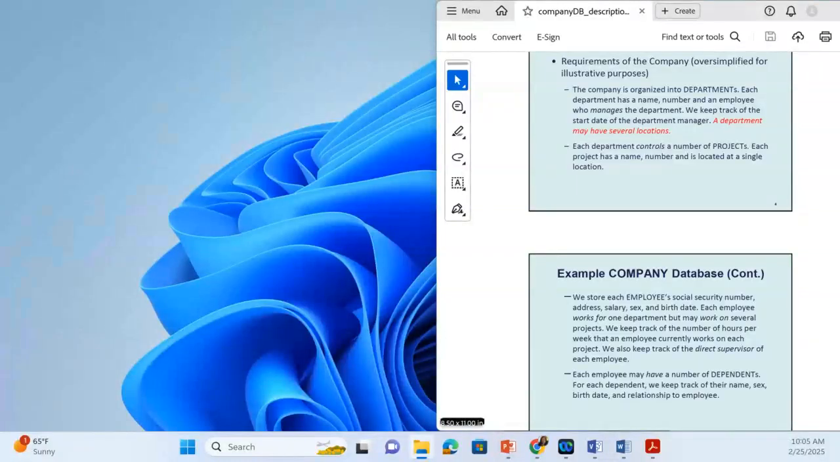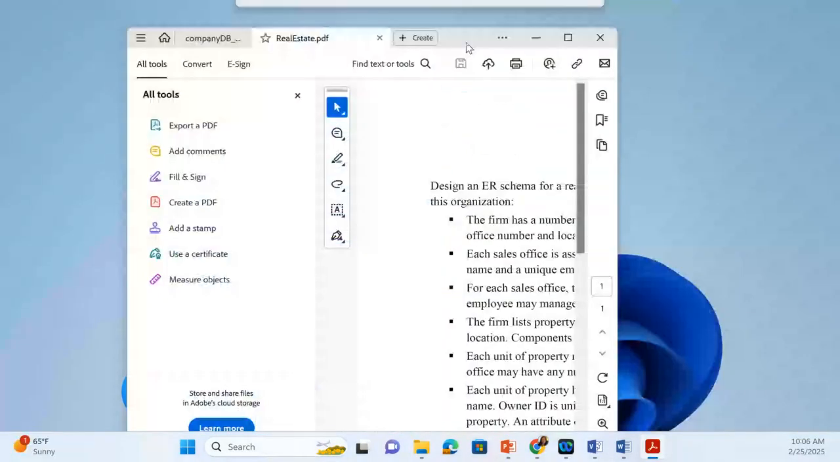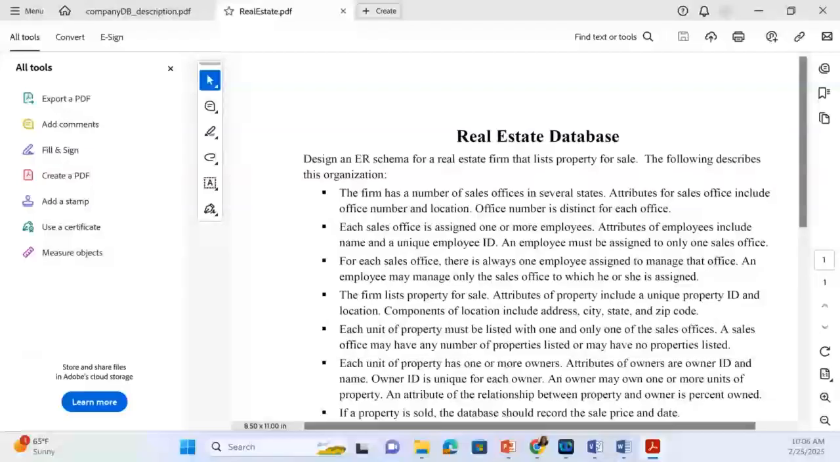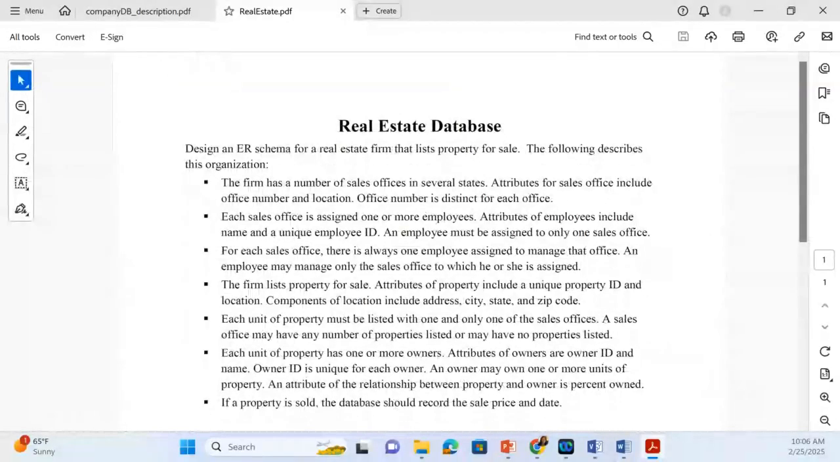Okay, so let's do the, where's my real estate? Okay. So this is a real estate database. So assume that we need to design, sorry, I probably have to restart. Yeah, it's showing my network connection is not stable now. Okay.